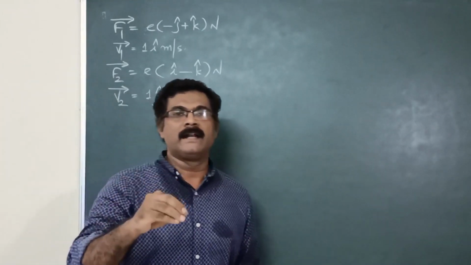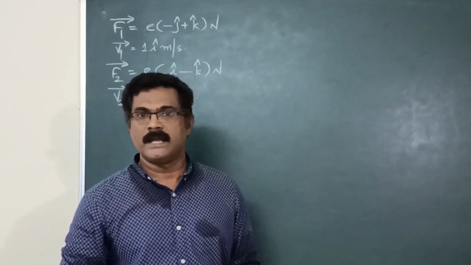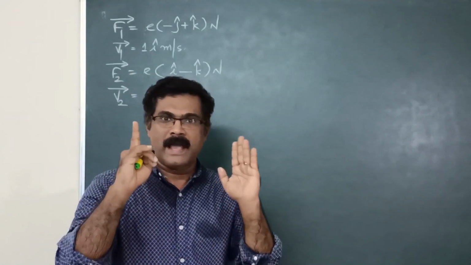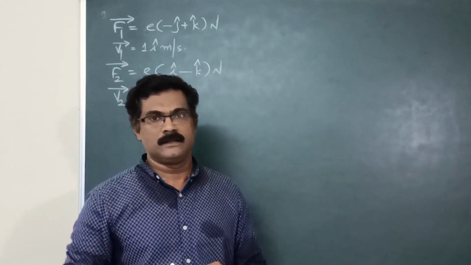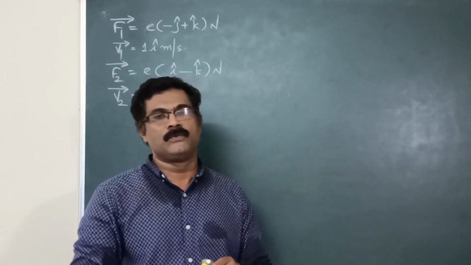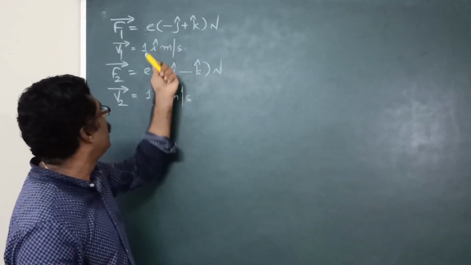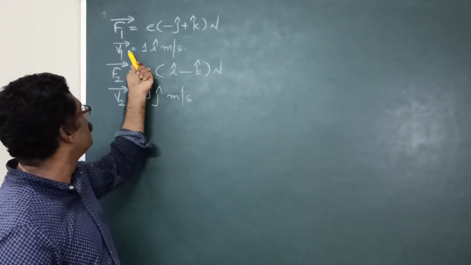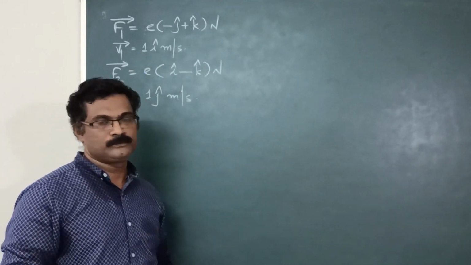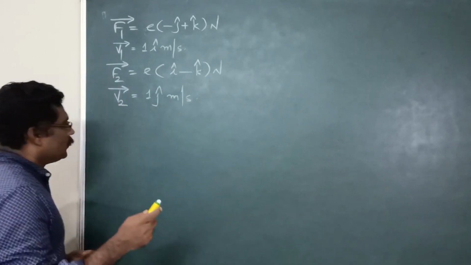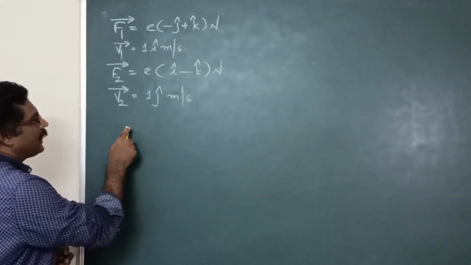Then what is the magnetic field in that region? That is the question. We know that only one magnetic field is there in the region. In the same magnetic field, the particle experiences two forces, F1 and F2, because of its velocities v1 and v2. Then we know that magnetic field.